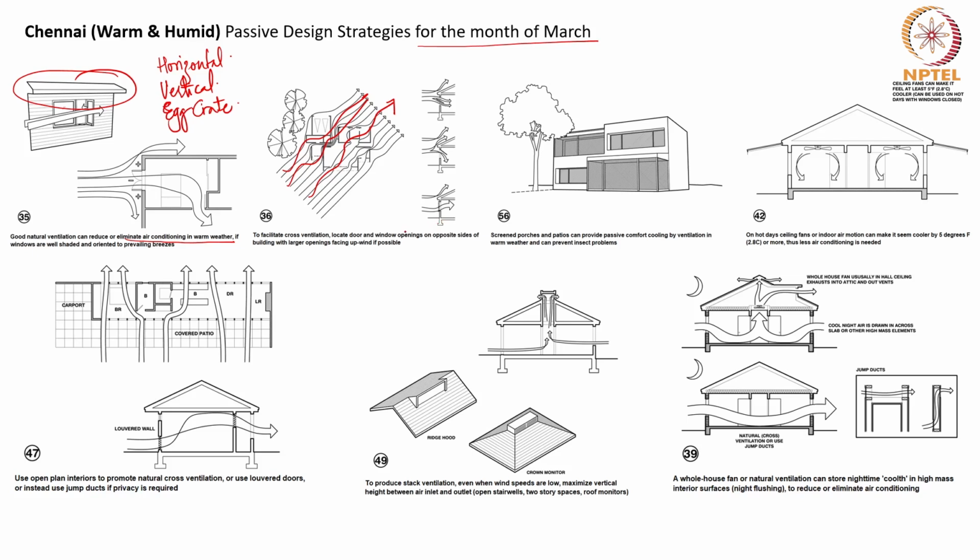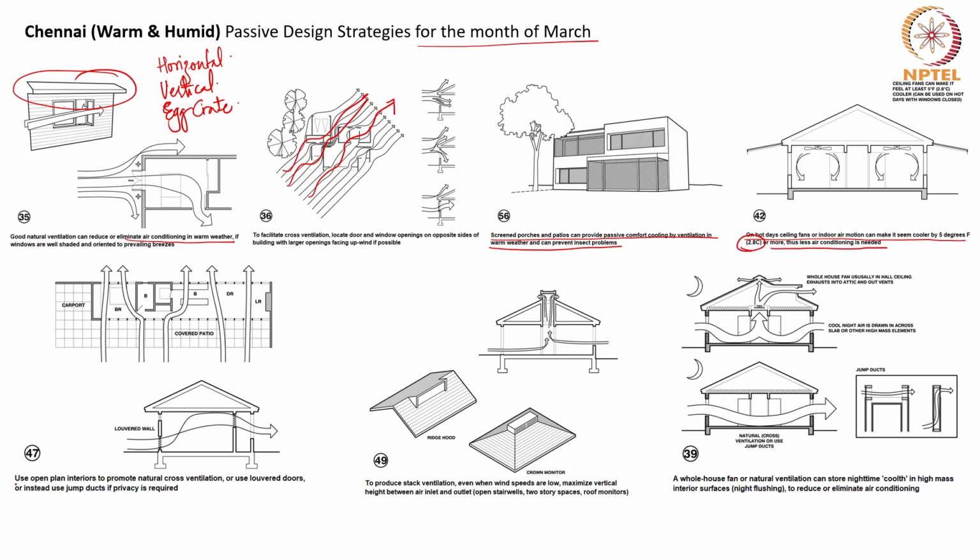We have seen this strategy also in detail. Screened porches and patios can also provide comfort cooling by ventilation in warm weather and can prevent insect problems. Also, on hot days, ceiling fans or indoor air motion can make the rooms cooler by about 2.8 degrees centigrade or more. Thus, that will lessen the load on air conditioning.